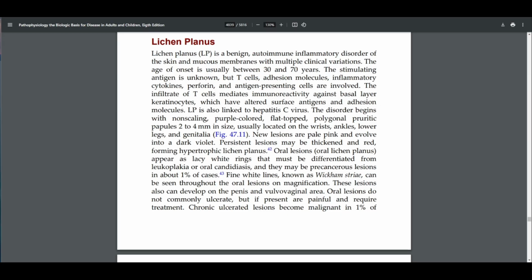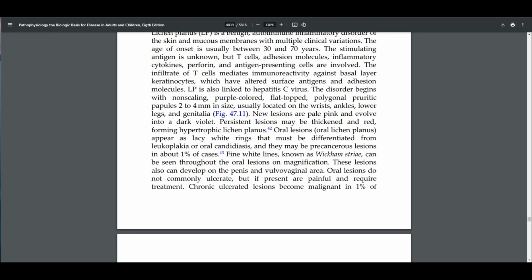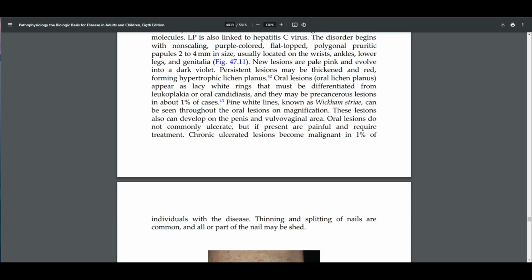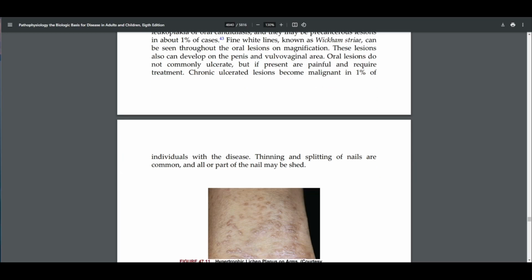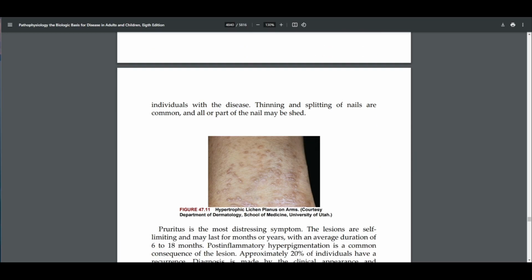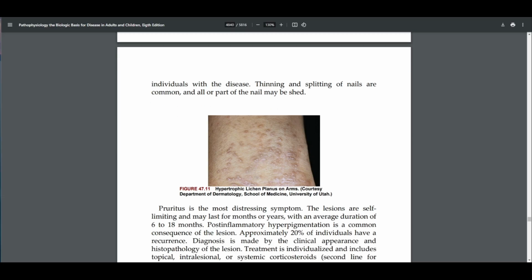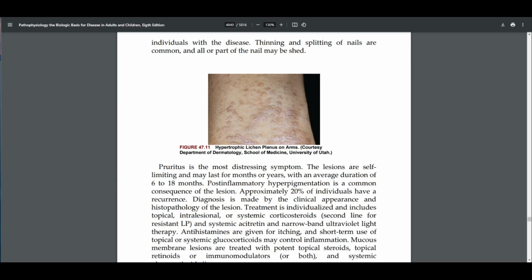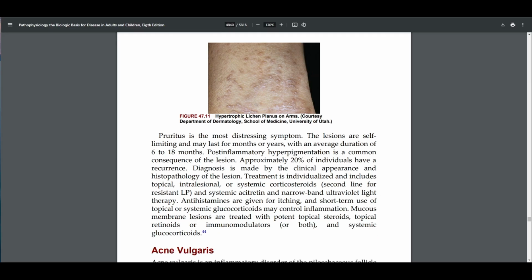Oral lesions do not commonly ulcerate, but, if present, are painful and require treatment. Chronic ulcerated lesions become malignant in 1% of individuals with the disease. Thinning and splitting of nails are common, and all or part of the nail may be shed. So here you're taking a look at the hypertrophic lichen planus on an arm.